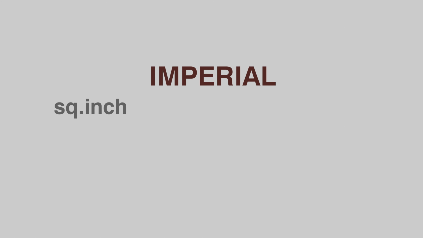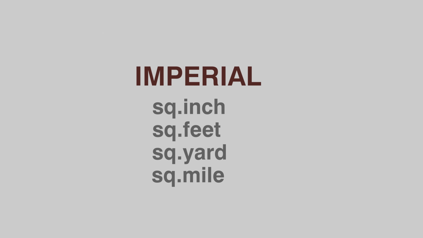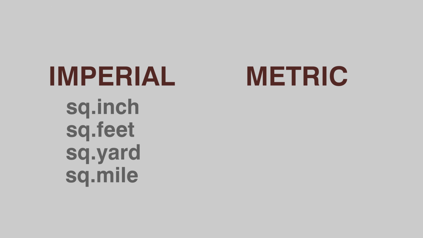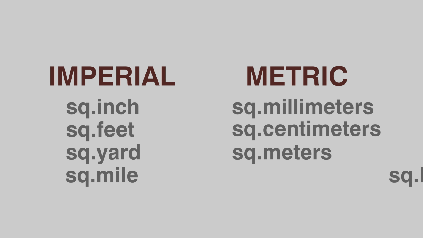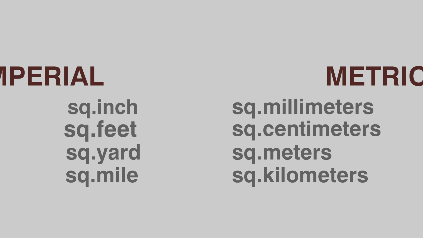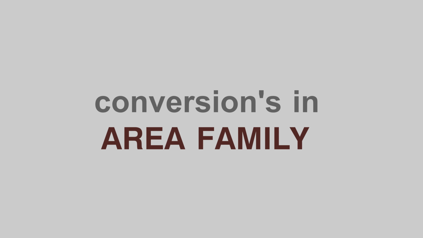Generally, we represent area in the imperial system as square inch, square feet, square yard, and square mile, and in the metric system as square millimeter, square centimeter, square meter, and square kilometer. I will say all of these area units are from one family. Now let's see how we can make conversions within this area family.